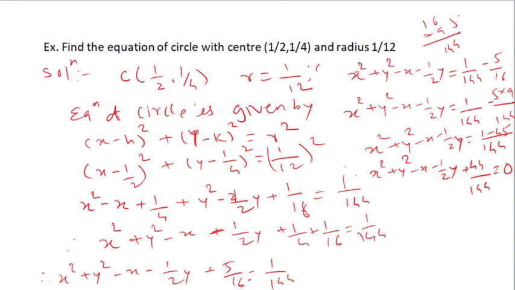Remember this thing, this type of method you should use to find the equation of circle. Is it clear, student? Any doubt? With the help of radius and center, we try to find out the equation of circle. Is it clear? Now take one more example.